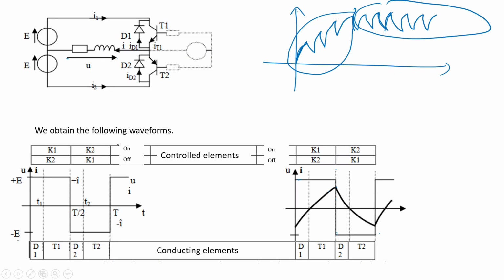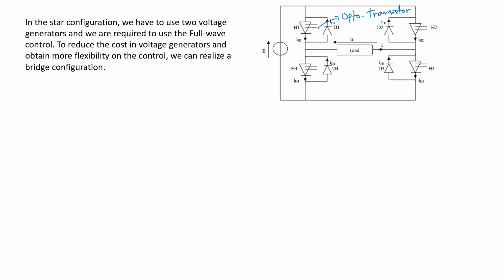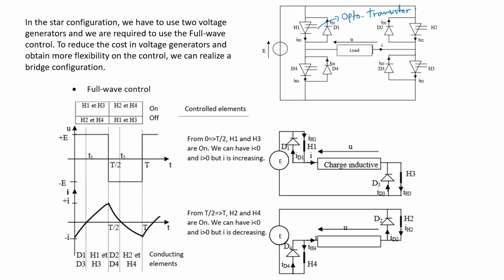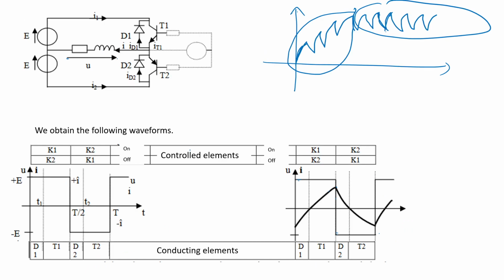What is the difference between this and this? So in this case, we control the switches 2 by 2. The difference is that in this case we only need one DC source. For this case, we need 2 DC sources. Okay.